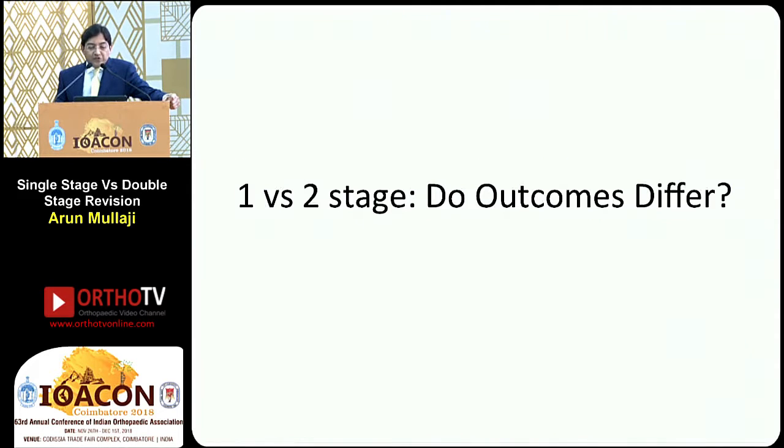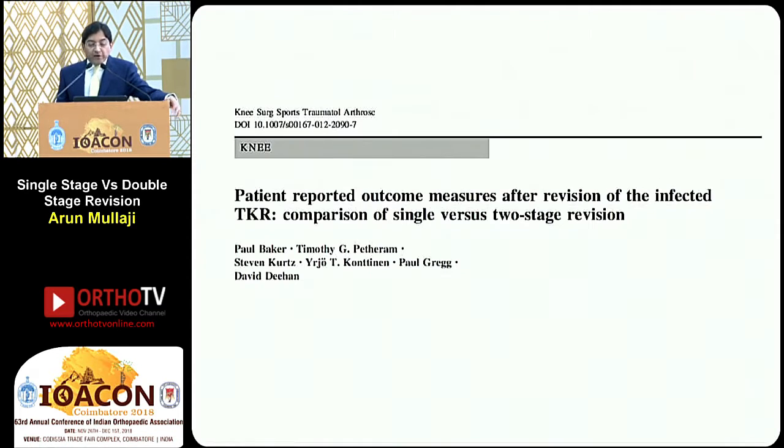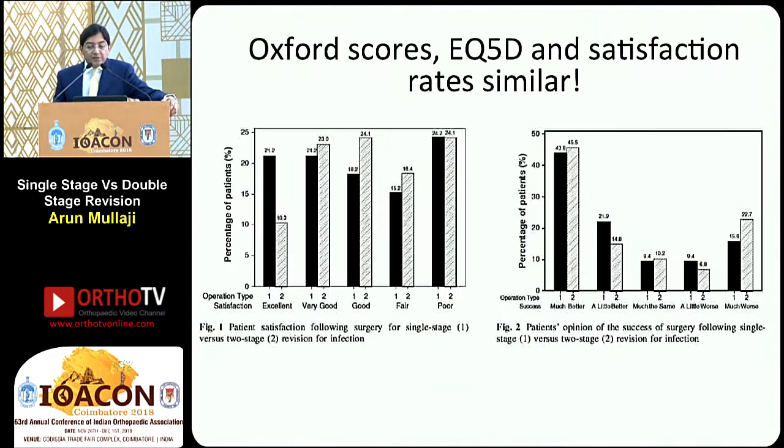1 stage. Now, what about the outcomes between 1 and 2 stage in terms of patient-reported outcomes? So this paper has looked at the PROMs, Oxford scores, the EQ5D, and satisfaction rates. And surprisingly, they are almost similar in 1 versus 2 stage. So the thought that 1 stage is actually better and the patient's more satisfied with it is perhaps incorrect.